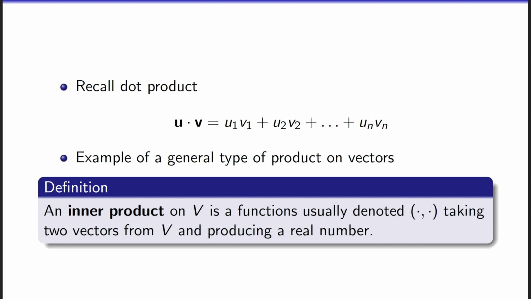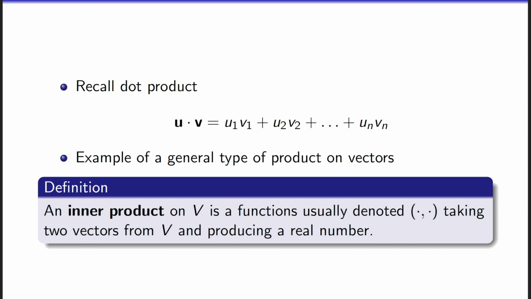Recall the idea of a dot product of two vectors. This was a way of taking two vectors and getting a scalar that represented something about the relationship of those two vectors to each other. You can think of the dot product as a function that has as its input two vectors and as its output a scalar. This idea can be generalized to obtain many such functions on any vector space, and these are called inner products on V. This is a function that takes two vectors from V and returns a scalar.